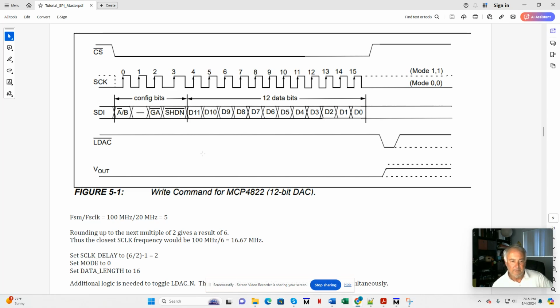configured in the register. All right, so let's go through how we set up the parameters: the S clock delay, mode, and data length. Well, I've shown you data length. It's easy to see. This is a 16, so we're setting data length to 16. This is mode 0. We can clearly see that, so we're setting mode to 0. And how do I set up S clock delay?